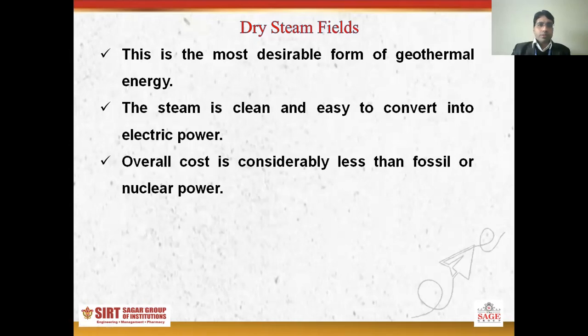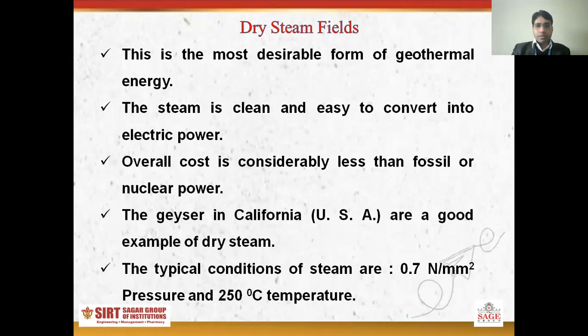This is the most desirable form of geothermal energy. The steam is clean and easy to convert into electric power. Overall cost is considerably less than fossil or nuclear power. The Geysers in California is one of the good examples of dry steam. The typical conditions of the steam are 0.7 Newton per mm square pressure and 250 degrees centigrade in temperature.